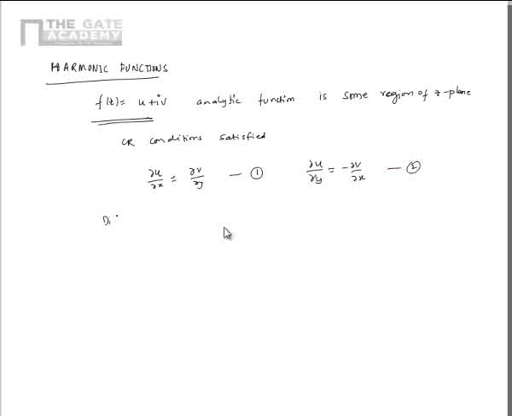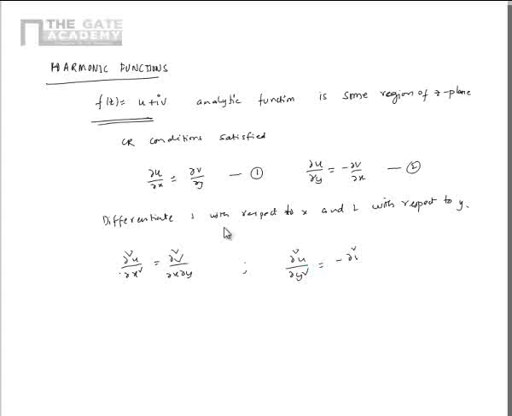Now if I differentiate 1 with respect to x and 2 with respect to y, then I can write ∂²u/∂x² is equal to ∂²v/∂x∂y, and 2 will become ∂²u/∂y² is equal to minus ∂²v/∂x∂y, right?